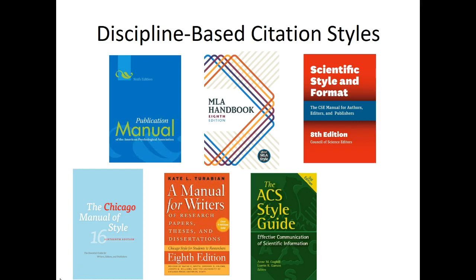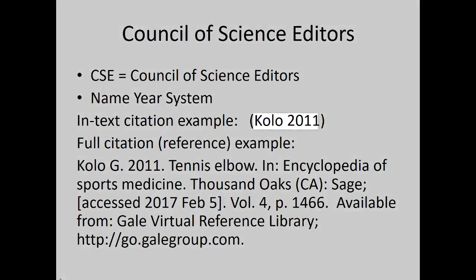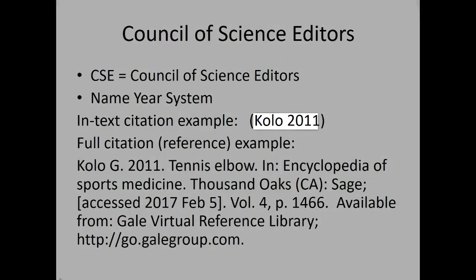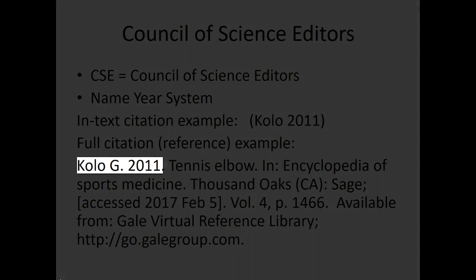The next slides in this presentation follow the CSE style. CSE is short for the Council of Science Editors. The CSE has created the style manual used by biologists and other scientists. There are 3 different systems in CSE, including the name-year system. With the name-year system, your in-text citation will always be the author's last name and publication year. Likewise, the full citation in your references will always begin with the author's name and then the publication year.